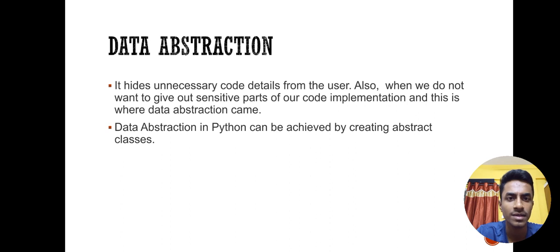Data abstraction. Data abstraction simply means the hiding of unnecessary code details from the user. Also, when we do not want to give out sensitive parts of our code implementation, this is where data abstraction comes into play. Data abstraction in Python can be achieved by creating abstract classes.